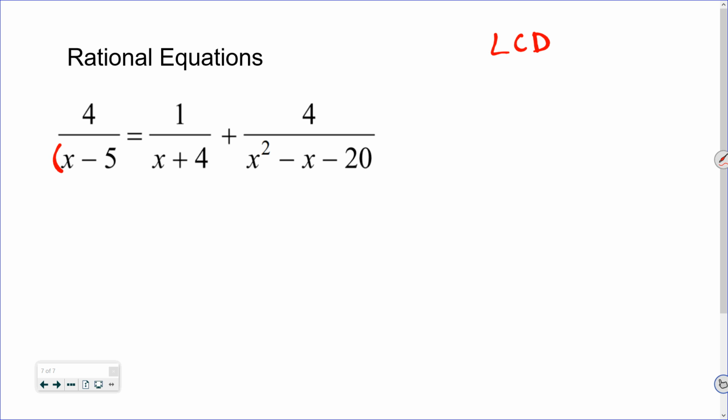So we're going to factor the x minus 5. Well, it doesn't factor. So just put it in parentheses to show that it's a factor by itself. This one has an x plus 4. It's not going to factor. This one does factor. So let's try it.